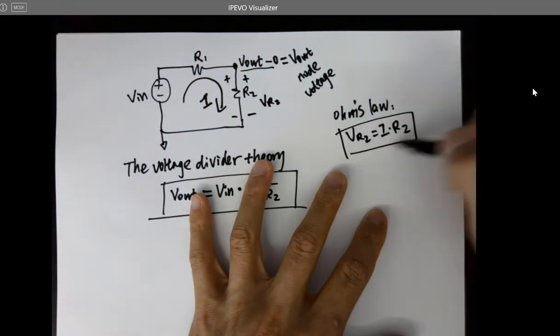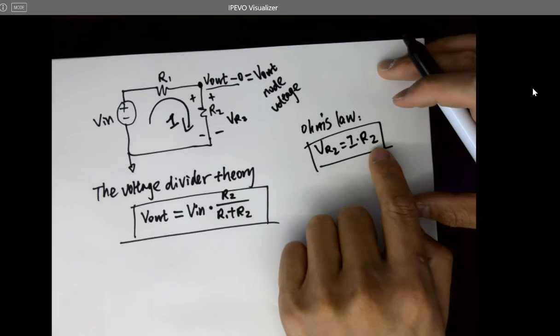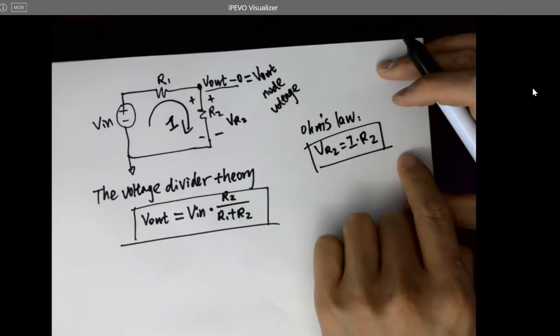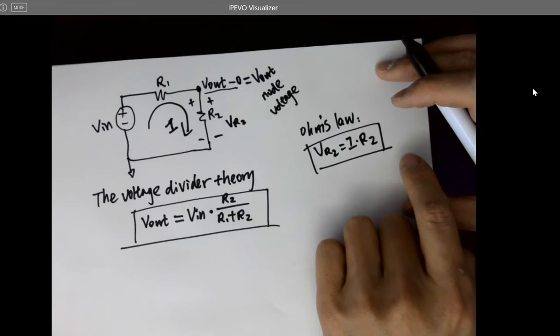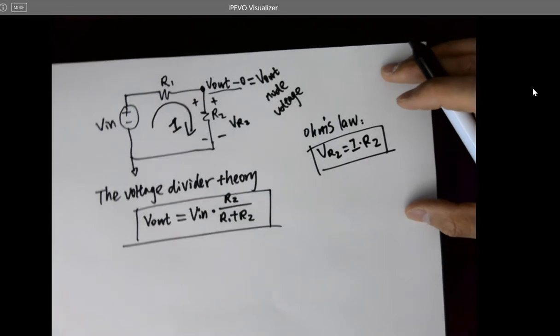That's Ohm's law, right? So if there's a current flowing through this resistor, there will be a voltage drop across the resistor, and that's called Ohm's law. Keep in mind, current flows through the resistor, boom, voltage drop. And that voltage drop equals I times R.